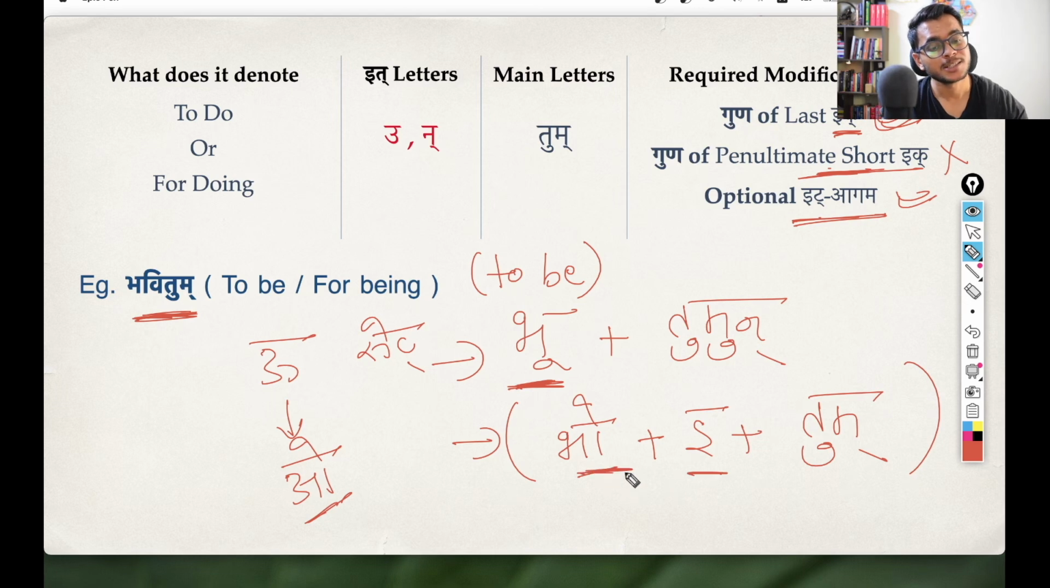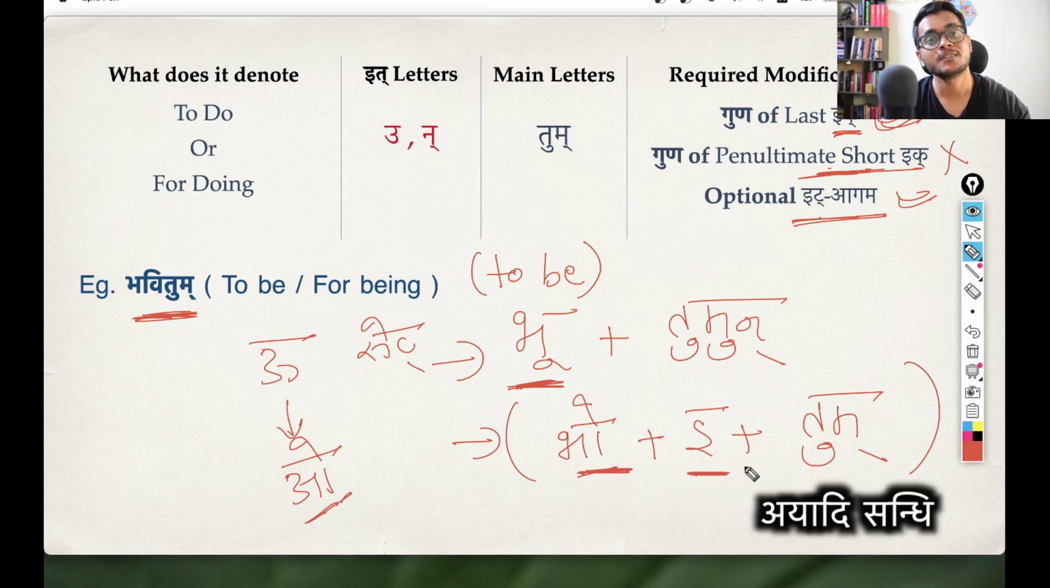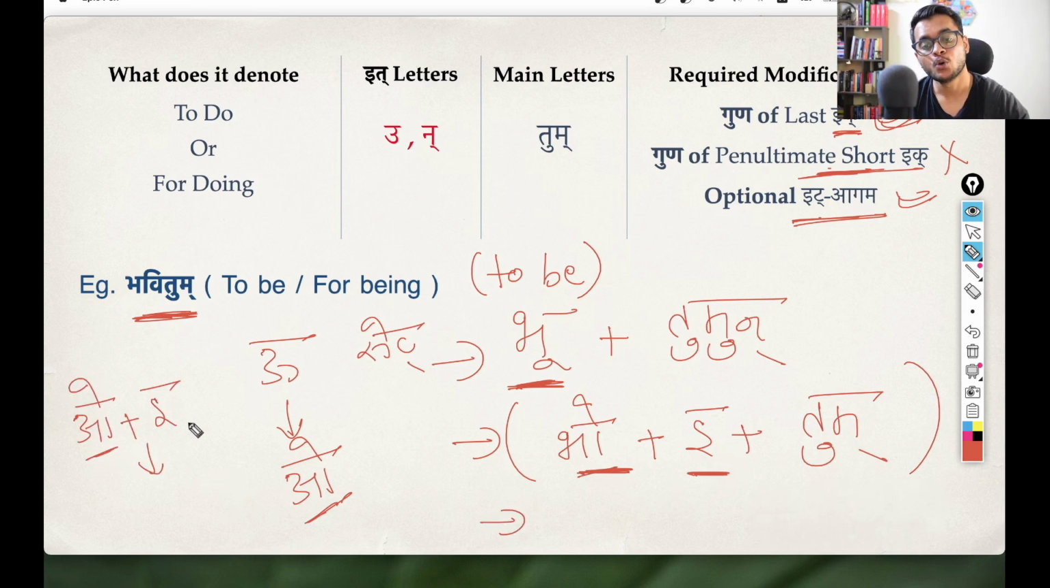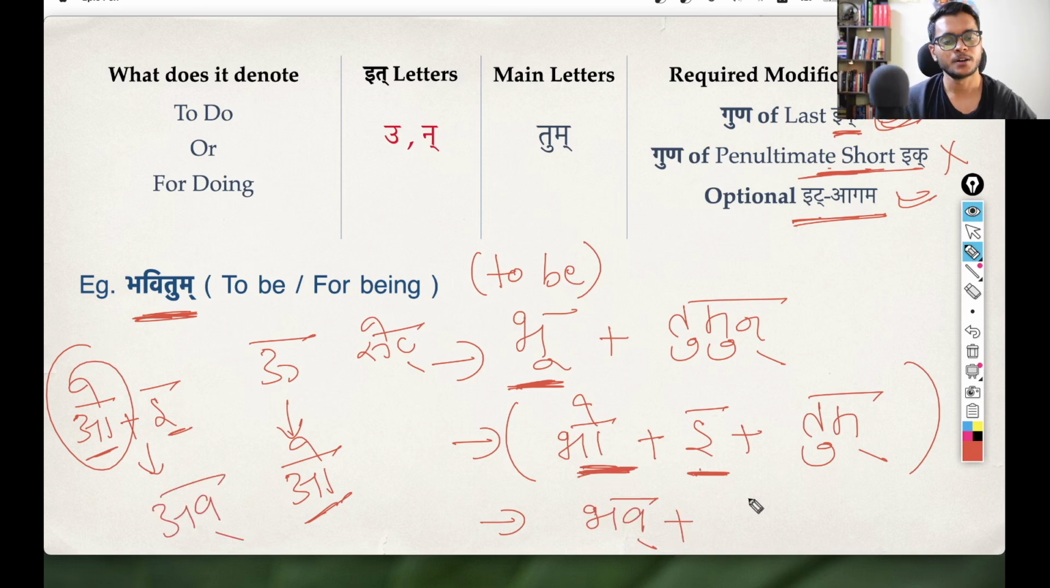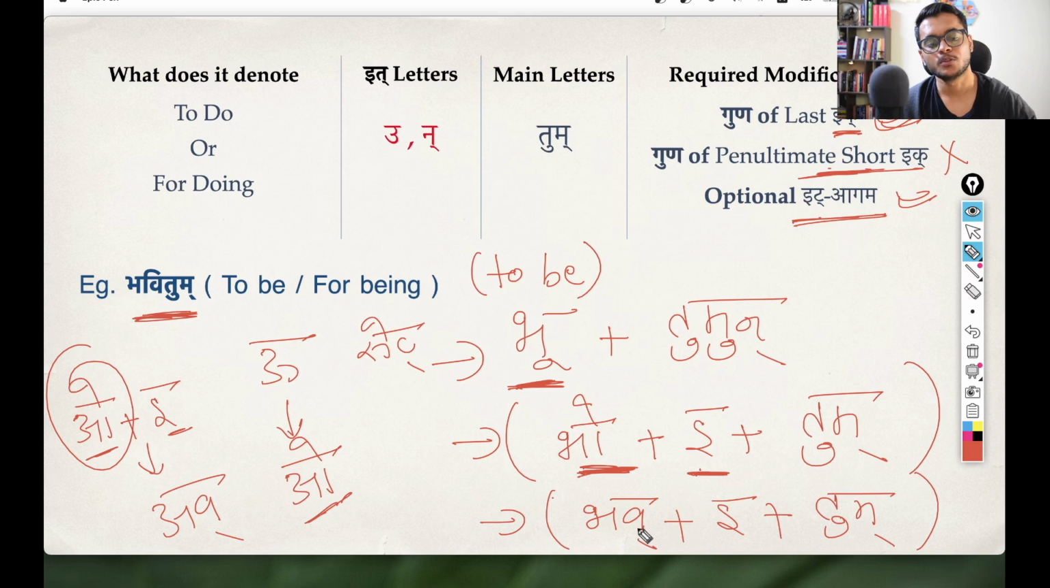But now see, there is a sandhi that is possible between bho and i. And if you remember, this is a yanta vanta desha sandhi, ayadi sandhi. So under this ayadi sandhi, if o is followed by any swara, in place of this o, you get this av. So this bho will become bhav. And then you have this i, and then you have this tum, right? Since no more sandhi is possible now, we are finally going to combine them together. So bhavitum. This is the pada that we get. From bhu dhatu, we get this bhavitum, that means to be or for being.